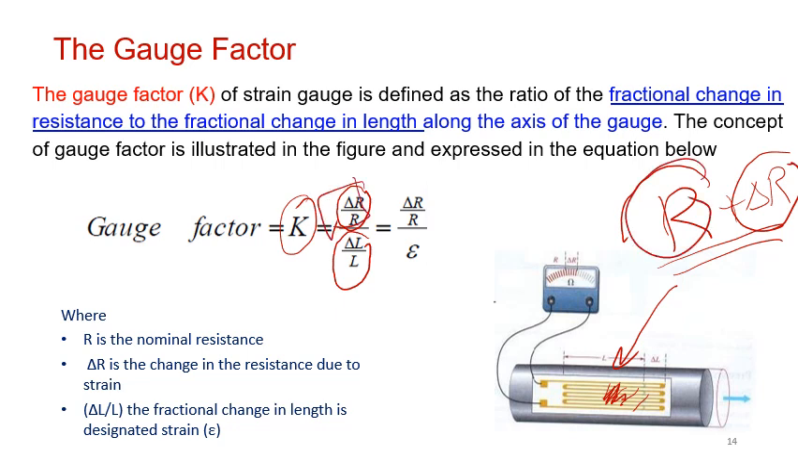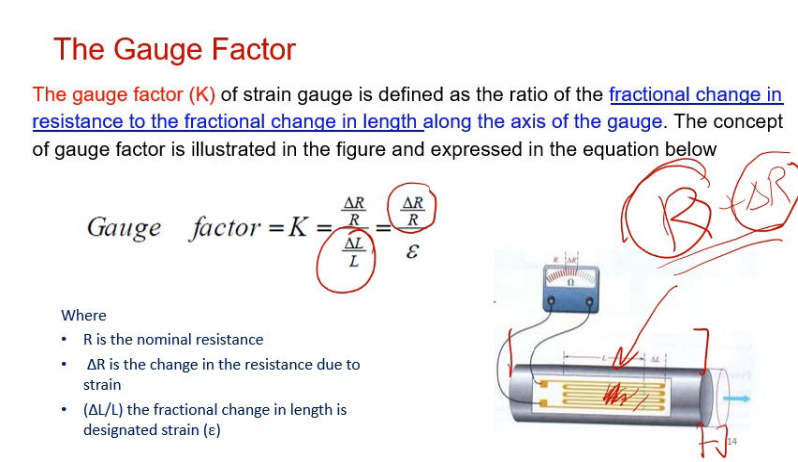Same thing, before we apply the force, there is a length. After we apply the force, there is a change in the length. So the change in the length over the length makes this factor here. Now, delta R over R divided by epsilon is known as the gauge factor. Epsilon is the strain, which is delta L over L. That's the idea of the gauge factor, and from there we can calculate the strain and make a relation between resistance and the strain.